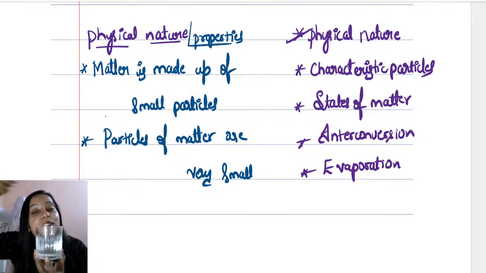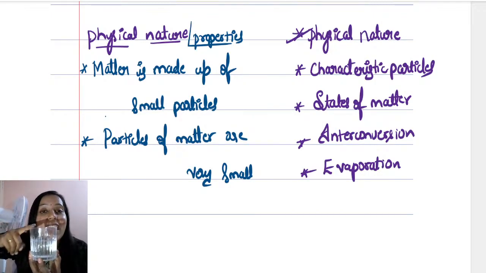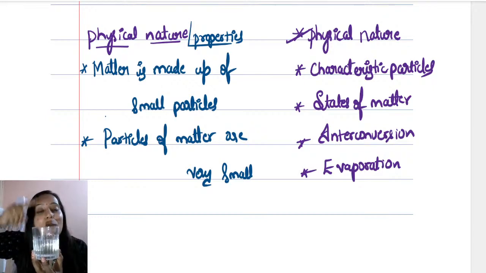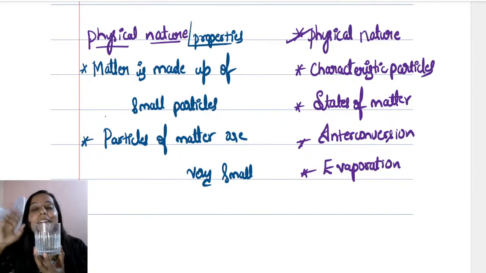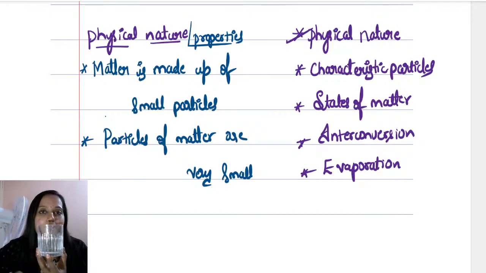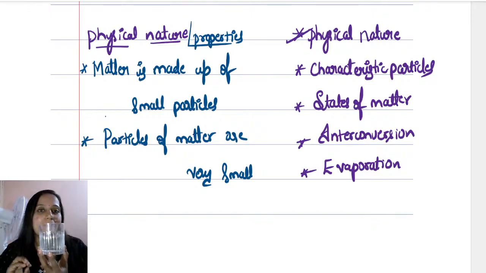And when I add salt to the water, what happened? Those salt particles, when further broken down, took the space that was present between the particles of water. As a result, the salt particles which got further broken down occupied the space between the molecules of water. So by this activity, I can say that matter is made up of small particles.